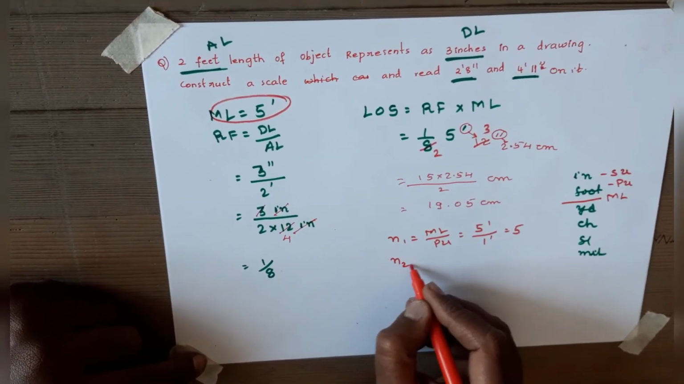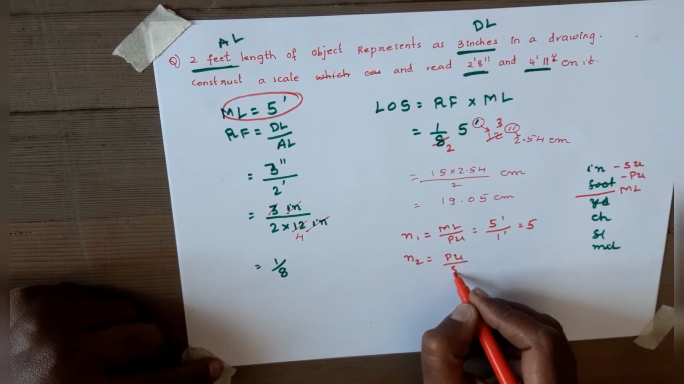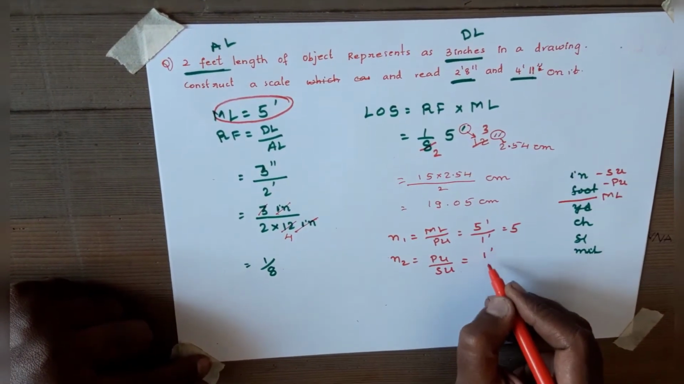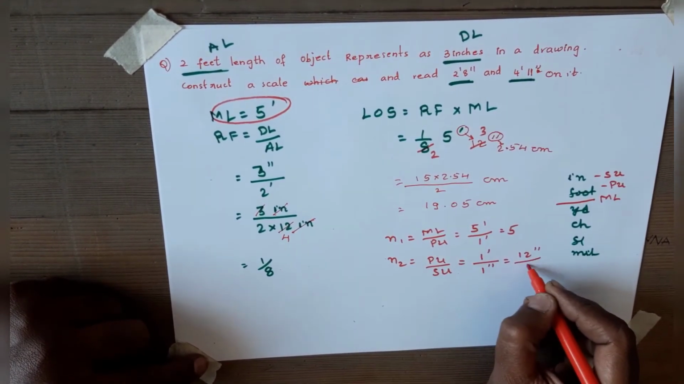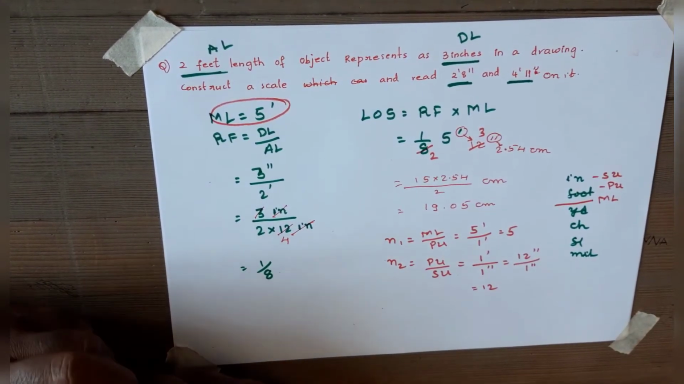And what is N2, sir? N2 is equal to primary unit by secondary unit. Primary unit, how much is it? 1 foot divided by 1 inch. 1 foot is equal to 12 inches, divided by 1 inch, is going to be 12. This is the problem we have to do.